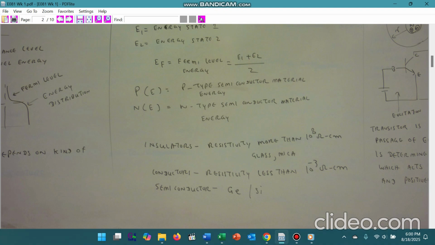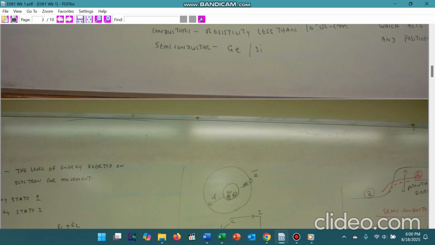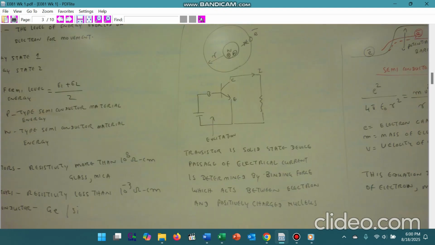Insulators have resistivity of more than 10 to the power 8 ohm centimeter. Conductors have resistivity of less than 10 to the power minus 3 ohm centimeter. Normally the electron moves around the nucleus; the electron has negative charge, the nucleus has positive. This binding force is strong. So when you get sun excitation, the binding force can be reduced and the electron can be moving. That kind of material we call a semiconductor.